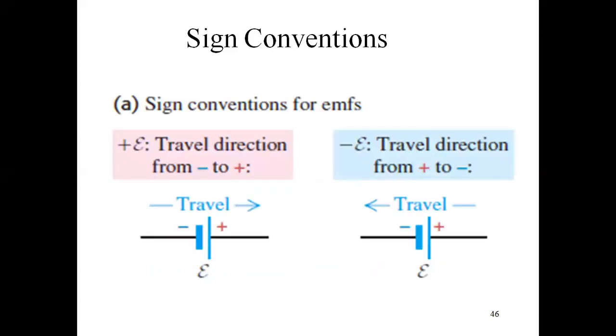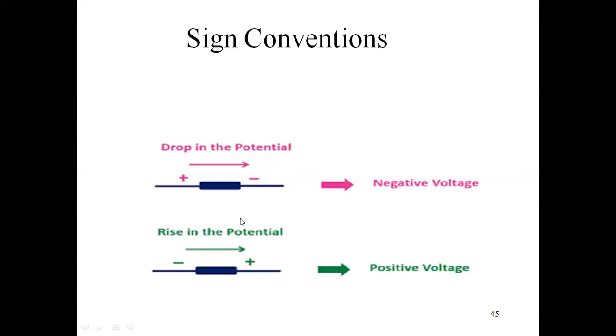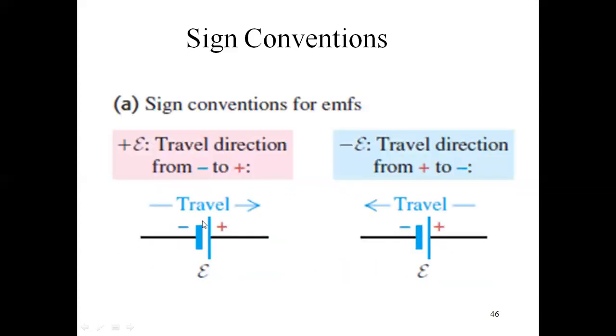Now, if a battery or voltage source is there and you are traveling in the direction from negative to positive, which sign is to be taken? Traveling from negative to positive means a rise in voltage, and when there is a rise in voltage, a positive voltage should be taken. Here I am traveling from the negative terminal to the positive terminal. There is a rise in potential, and that is why the sign of this battery source E is always positive.